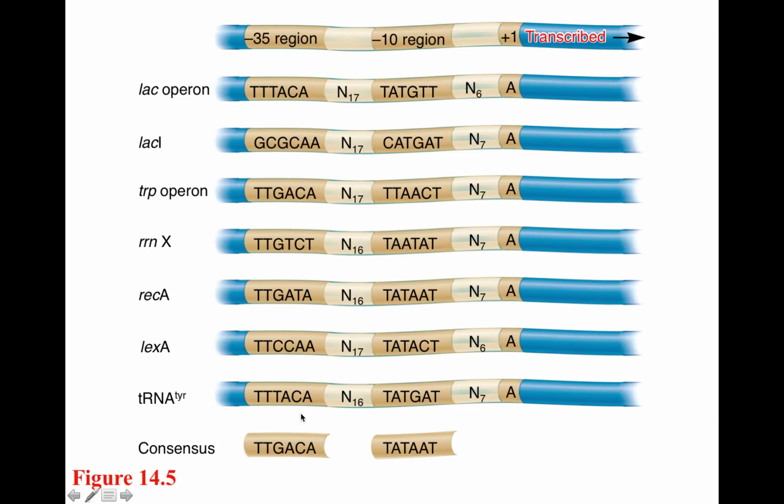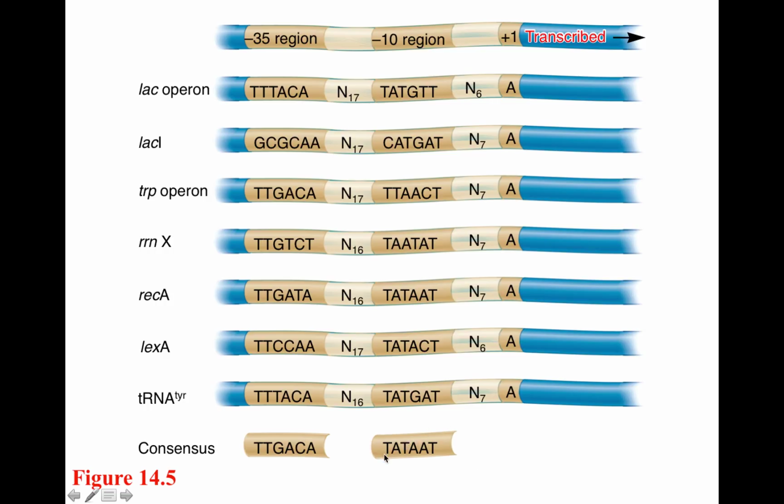If we look at all of these and many, many more sequences of promoters, we can come up with a consensus. What does a typical RNA polymerase promoter in prokaryotes look like? What's the sequence of nucleotides?